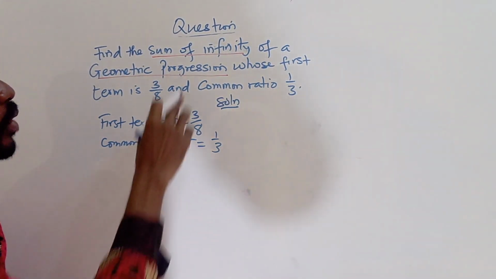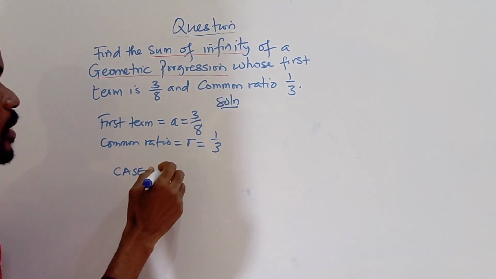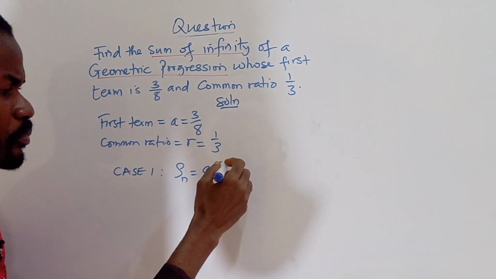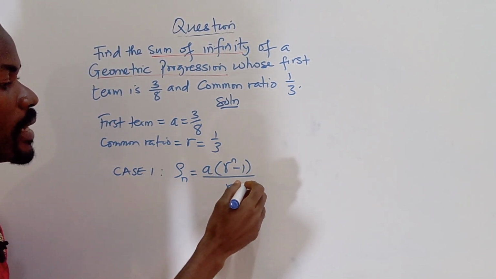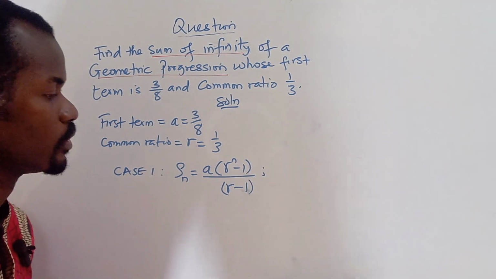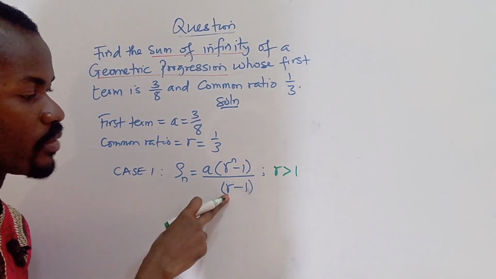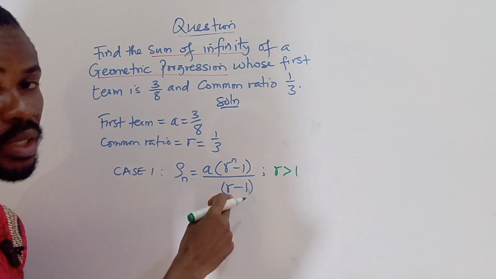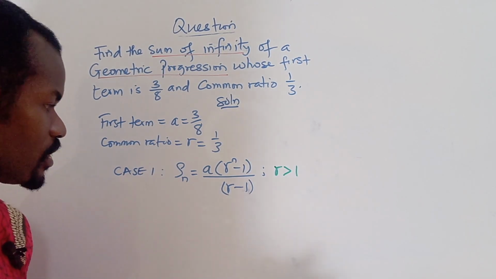Now when we say sum of infinity, we have different cases. For case 1, the sum of terms is a into r raised to power n minus 1, divided by r minus 1. This is a case where your r should be greater than 1, so that this does not become 0. If r is 2, 2 minus 1 is 1. If it is 3, 3 minus 1 is 1. So r should be greater than 1. But if it is equal to 1, this becomes 0 and it becomes challenging to solve.